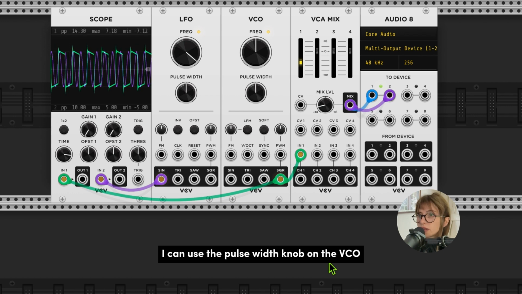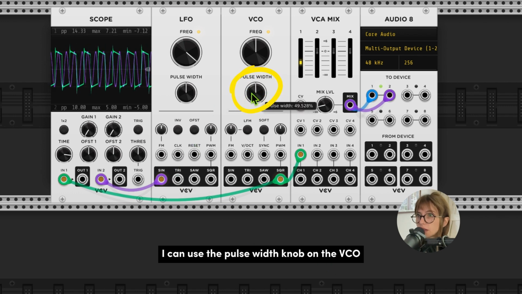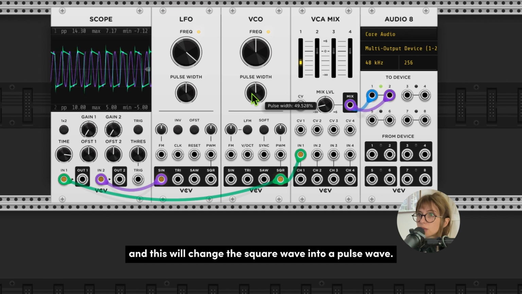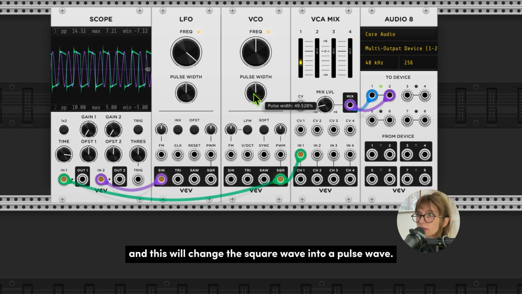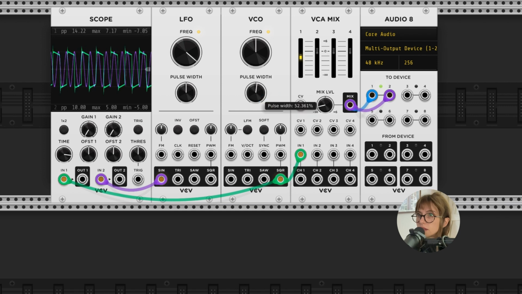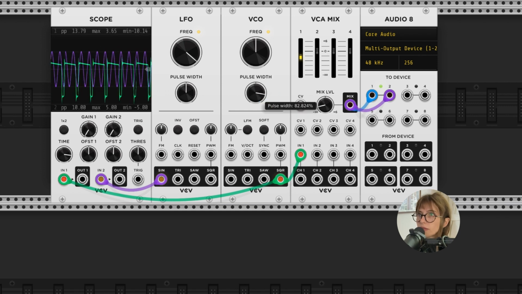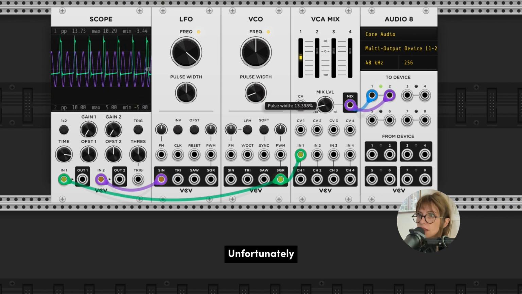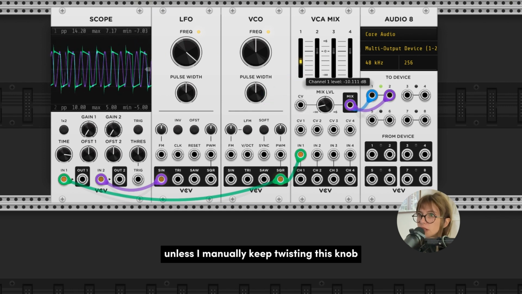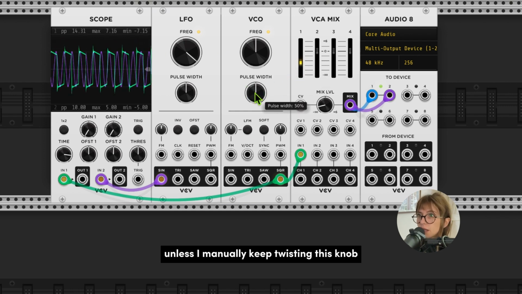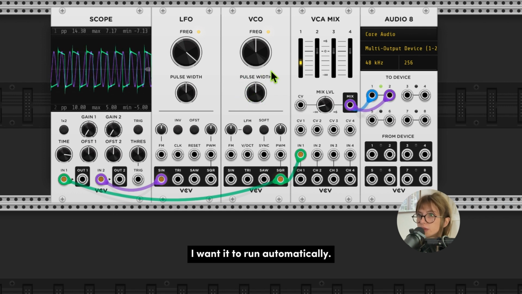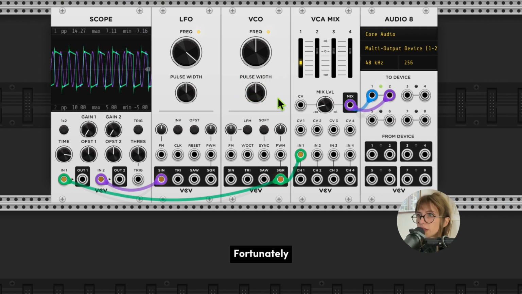In a typical scenario I can use the pulse width knob on the VCO below the frequency knob, and this will change the square wave into a pulse wave. Let's have a look and listen. Unfortunately, this will be steady and not modulated over time, unless I manually keep twisting this knob. And obviously I don't want that, I want it to run automatically.